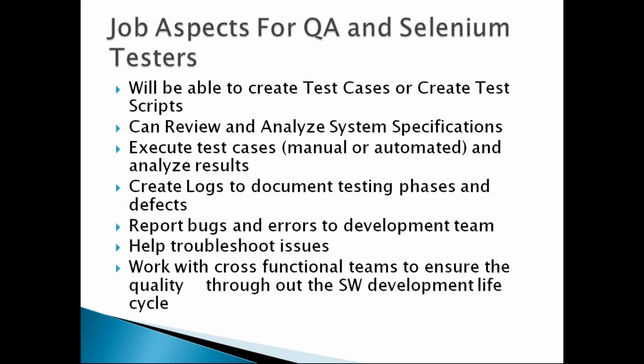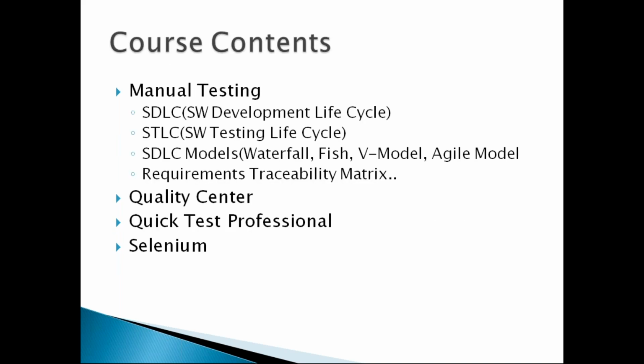Now let us move on to the course contents. During the course, we are learning manual testing and automation tools. In manual testing, we are learning in depth about SDLC, STLC, SDLC models like waterfall, fish model, V model, agile model, and we also discuss how to create a requirements traceability matrix document. And automation tools, Quality Center, QTP, and Selenium.